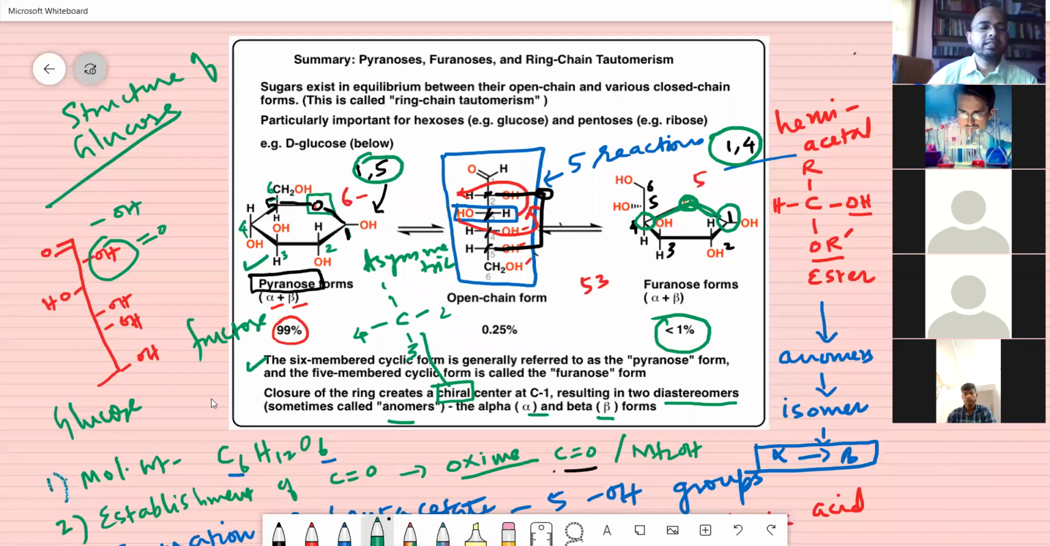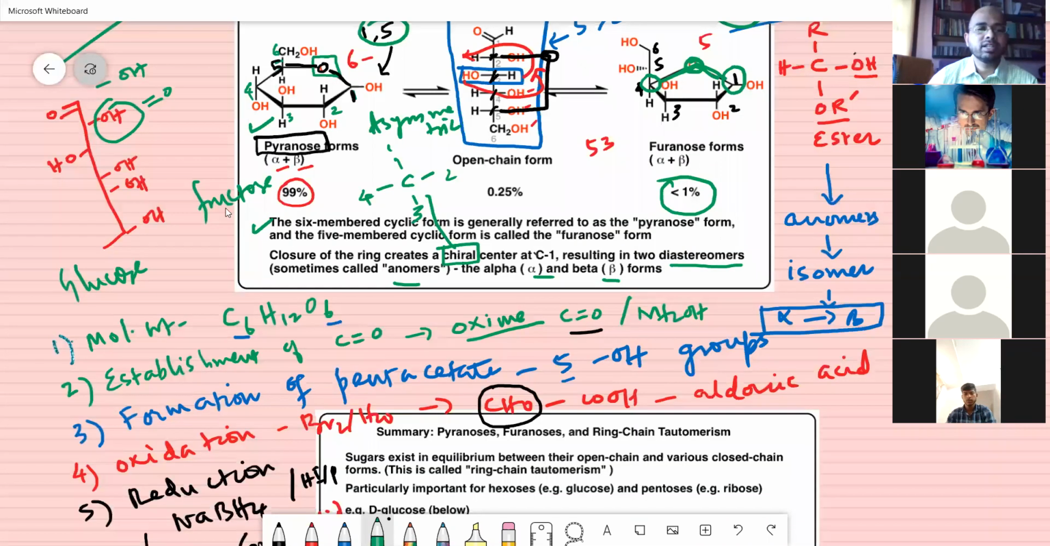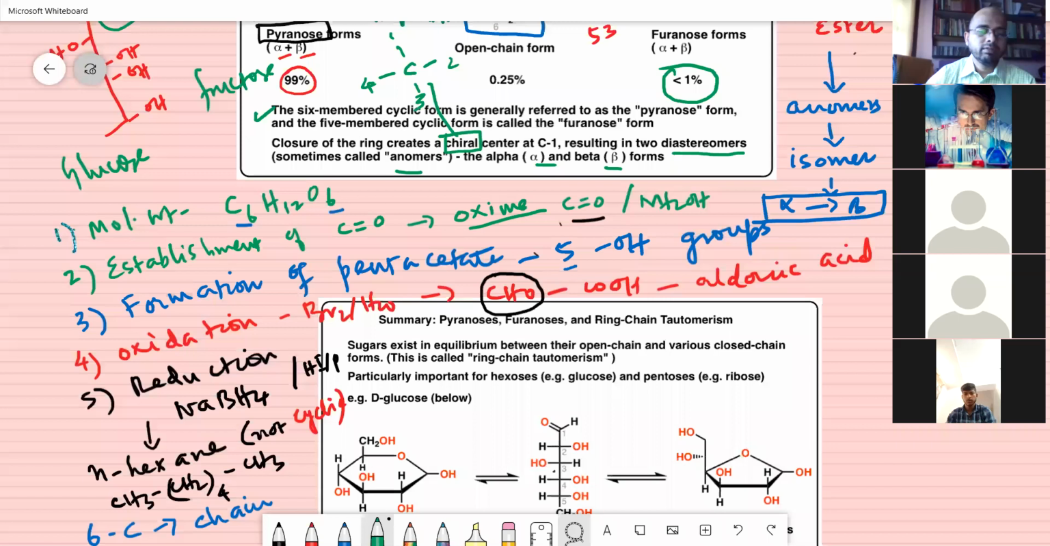Now, if they ask you to establish the structure of glucose, you have to write these 5 points. The molecular weight of glucose is C6H12O6. This is established by many methods. In your third year, you are going to do molecular weight determination by the Rast method. There you will get the molecular weight: carbon 6 means 6 into 12, 72, plus hydrogen 12, plus 6 oxygen means 6 into 16, 96. You add them up and you get the molecular weight. So by molecular weight, we establish the monomer of glucose has that structure.